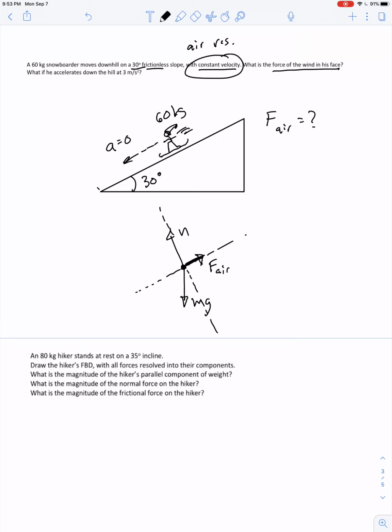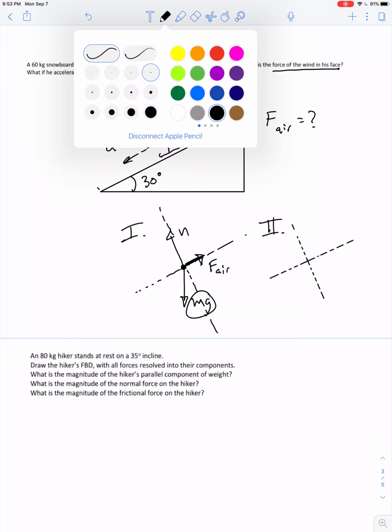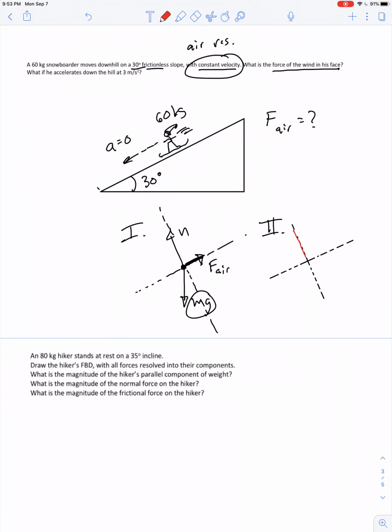So the only force we need to break into components once again is mg. We've got our first free body diagram, which is unresolved. Draw a second free body diagram that's resolved. X-axis, y-axis, normal force, air resistance, a component of gravity parallel to the incline, a component of gravity perpendicular to the incline.